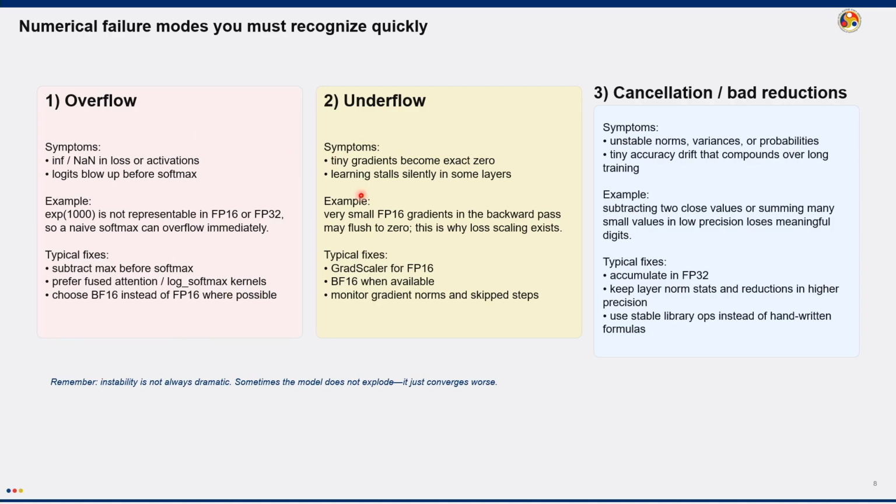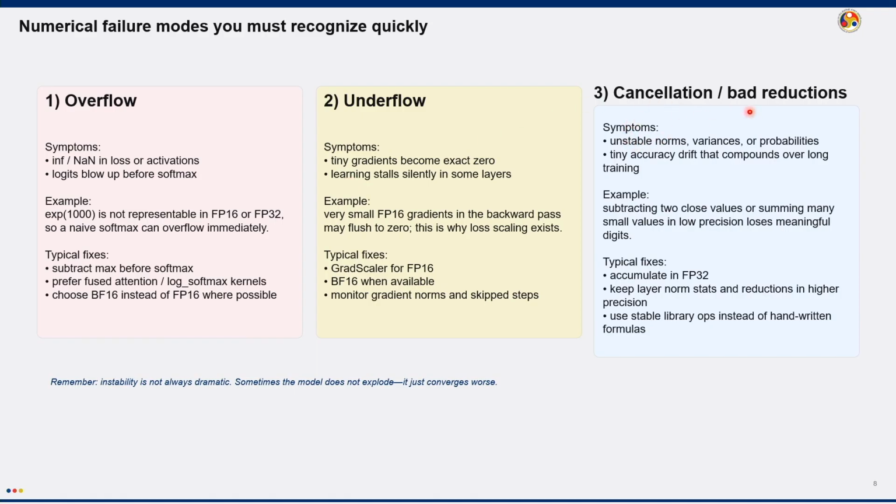If underflow is happening, then typical fixes are grad scaler for FP16, and again using BF16 whenever available. Monitor gradient norms or skipped steps. These are the ways to check the symptoms of underflow.